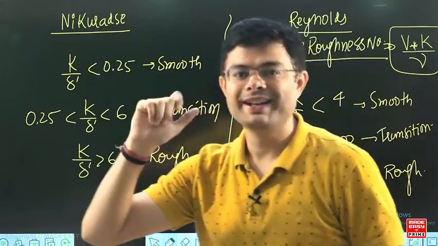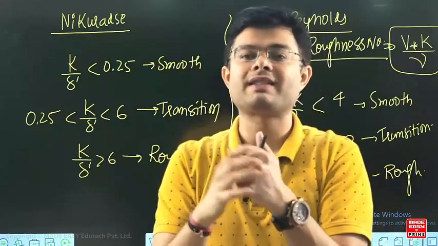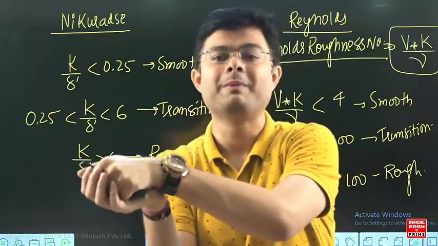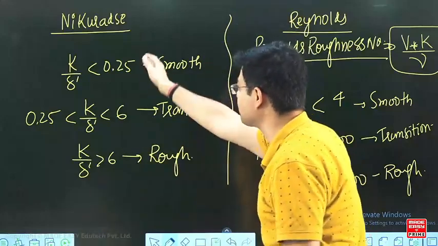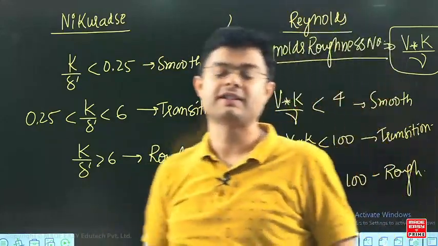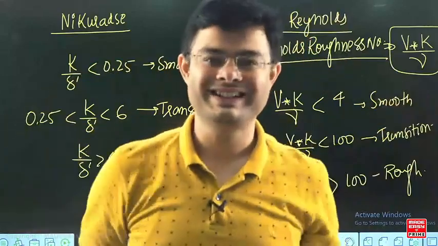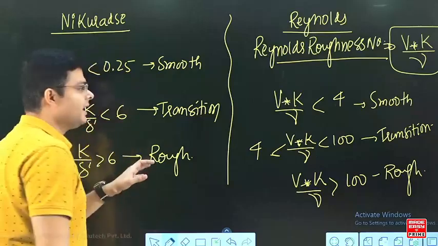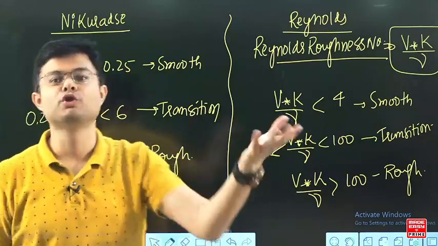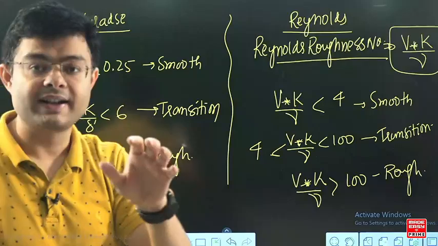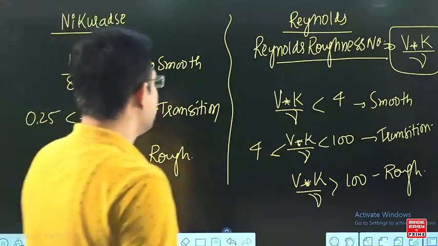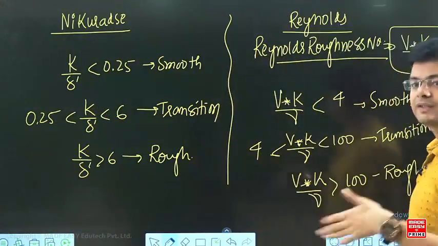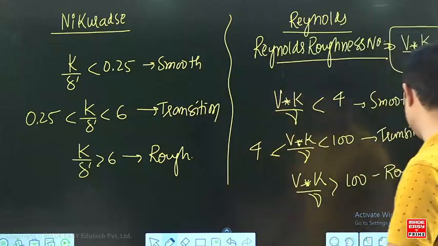Now students will ask me, sir, if in any examination someone asks us to tell whether the pipe is a smooth pipe or rough pipe, which one should I use? Should I use Nikuradze or the Reynolds hypothesis? Beta, you use anything. The answer will be the same. If Nikuradze gives that the answer is a smooth pipe, then Reynolds will also give that the pipe is a smooth pipe. There is no doubt in that. Excellent, bachcho.